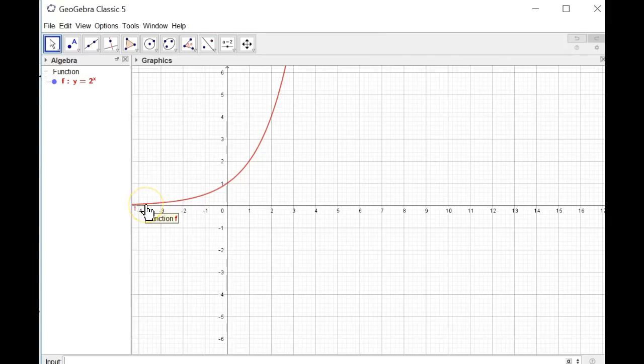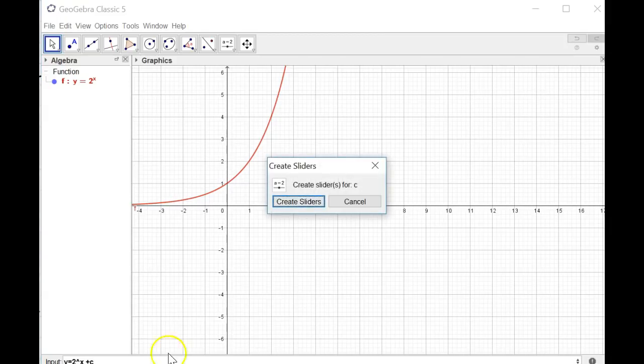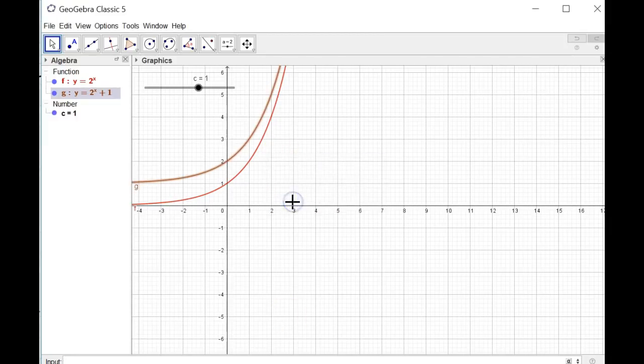And again, I'm going to move on to a vertical translation now. This is where the graph moves up and down. I'm going to put a slider in again. So I'm going to graph y equals 2 to the power x, and then I'm going to add a c. Hopefully that'll work. And I will create the slider for c.